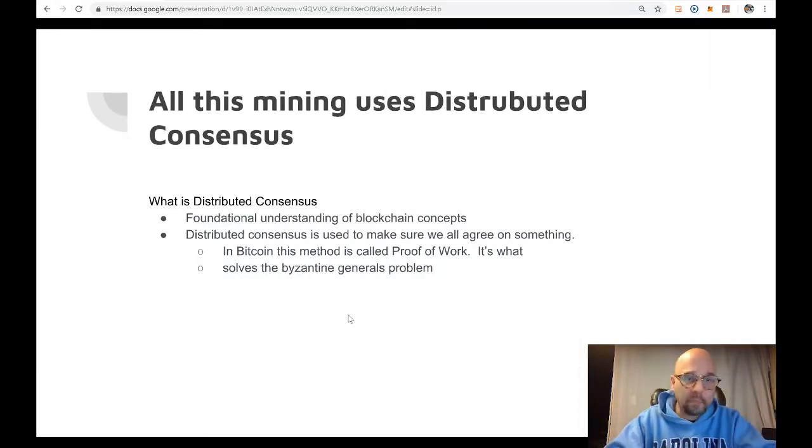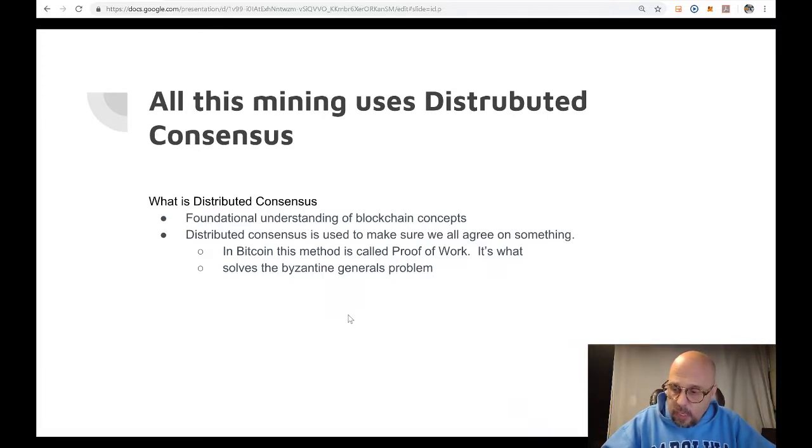All right, so with that being said, all of this mining that we're talking about, and all this stuff that I've been discussing, this proof of work method, is using what we call consensus, or we're coming up with what we call a consensus method. Since we are a distributed network of computers, we have to come up with a method that we can all agree on.